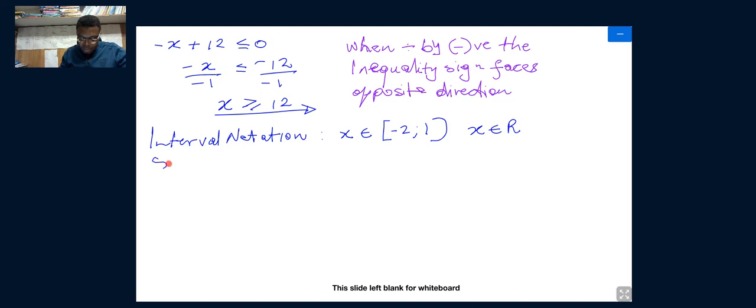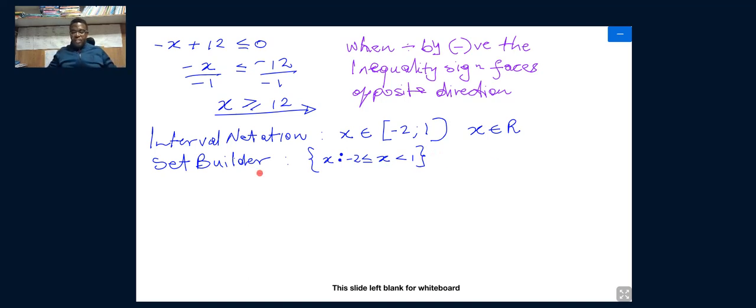We also have a set builder. How do you see a set builder? We have braces. x such that x is less than 1, greater or equal to -2, we close the braces. This is how you can specify. What else can we do here?